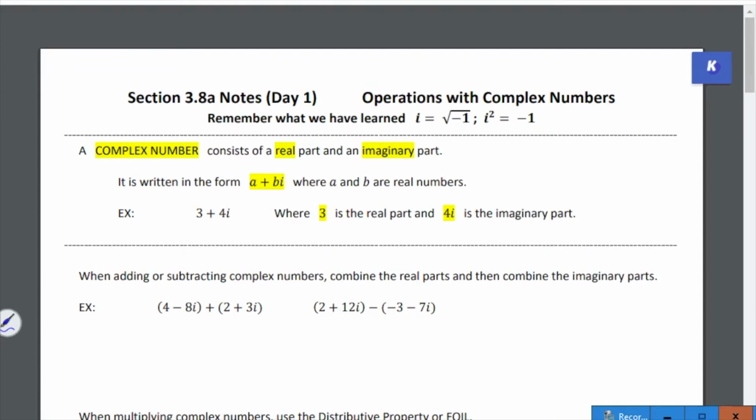We're going to go back and work with complex numbers in this section. It's 3.8a because we're going to divide this into 2 days. But I want to kind of review what we talked about prior to this in regards to imaginary numbers.